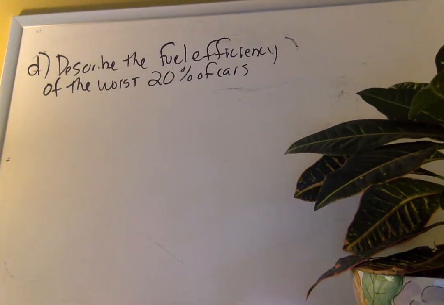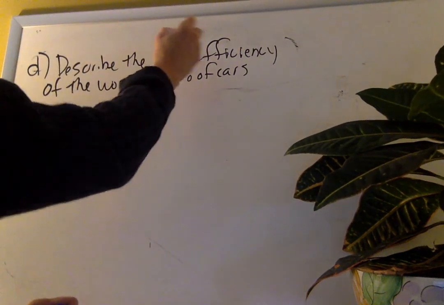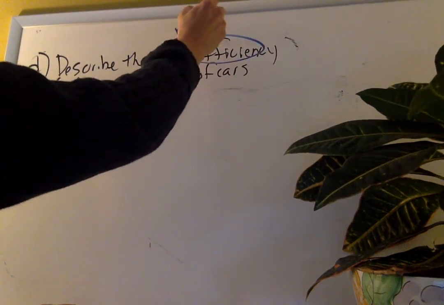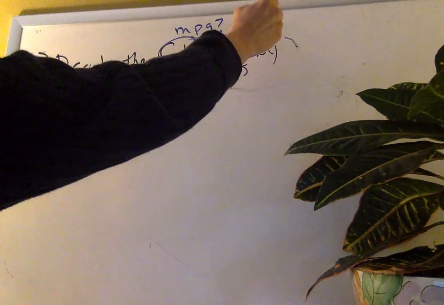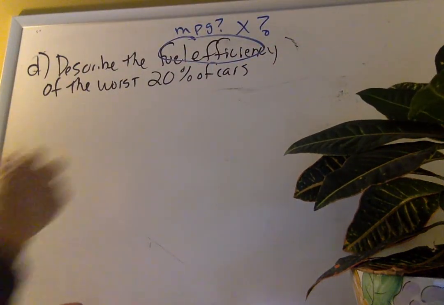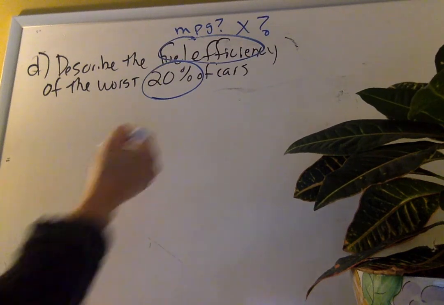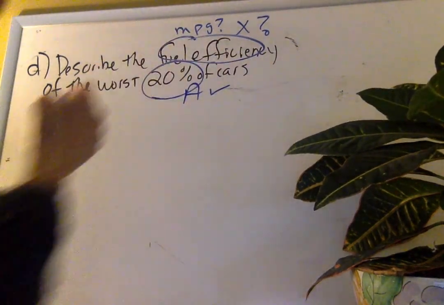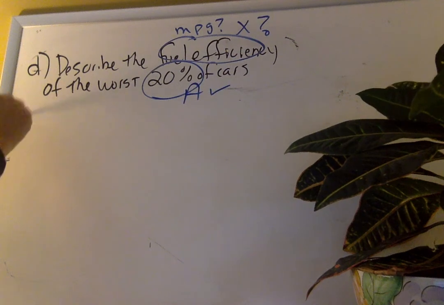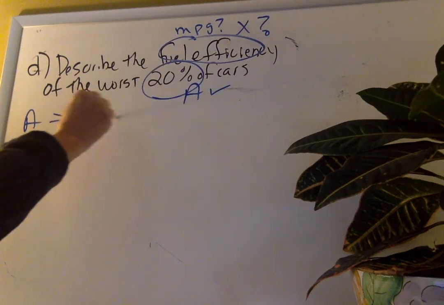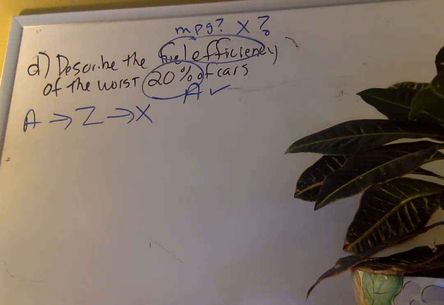Describe the fuel efficiency of the worst 20% of cars. So it's really saying, what's the miles per gallon? It's basically asking you for X. The worst 20%, that's a probability, that's an area. It gave you the area. So this is absolutely a working backwards problem.